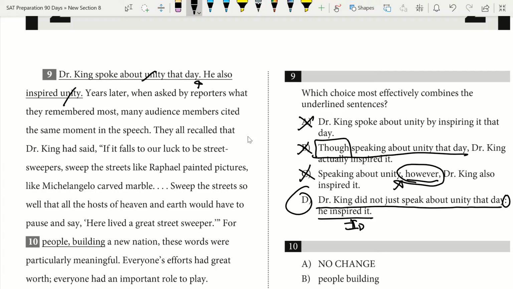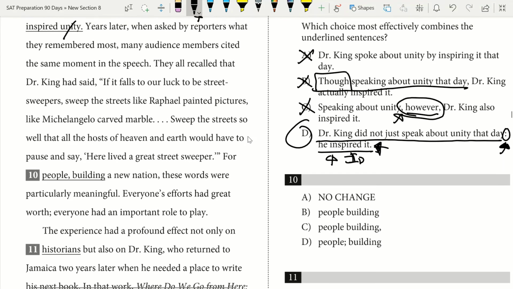The other big thing is we're setting up this "he inspired it" to give it more power. By saying he did not just speak about unity that day, he inspired it, we're making this much more powerful as a statement, and that's what we're really looking for from the author, right? He wants to make this powerful. He's saying not only did he speak about unity, he inspired it, right? Really adding that emphasis with that colon. So that colon can be used to add emphasis. We talked about that before, and in this case, that's what we're really looking to do.